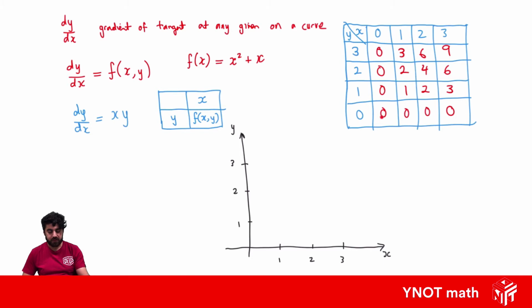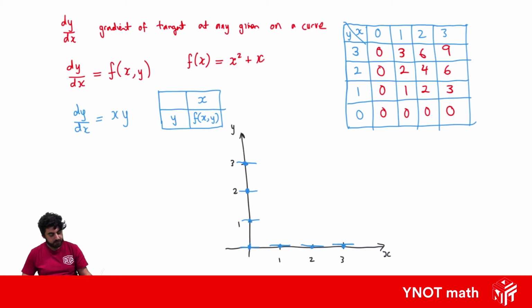So all of these zeros represent a zero gradient. So on all those points, the point 0, 3 is here, the point 0, 2 here, the point 0, 1, the point 0, 0, the point 1, 0, 2, 0, and 3, 0 all have a zero gradient. So we're going to draw a horizontal line here showing we have zero gradient at these points.